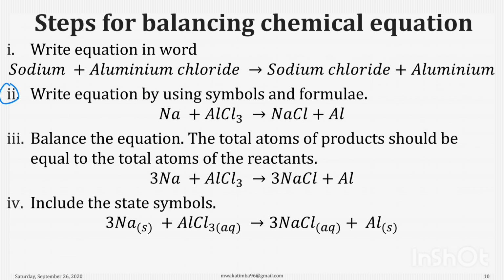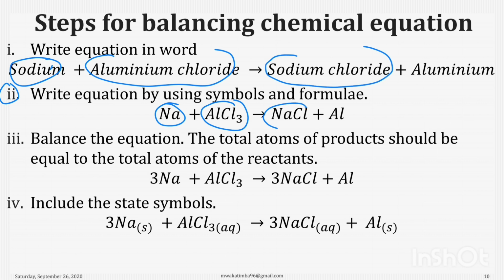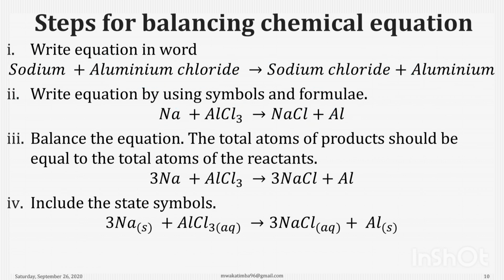For example, here we write the symbol of sodium, this one is aluminum chloride as the formula, this is the formula of sodium chloride, and this is aluminum, you see. So here we have already written the symbols and the formulas of the chemical equation that was written in the first step. So we are going to the third step. The third step is to balance the equation.